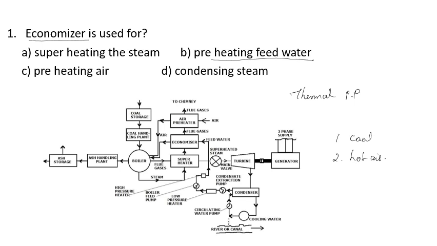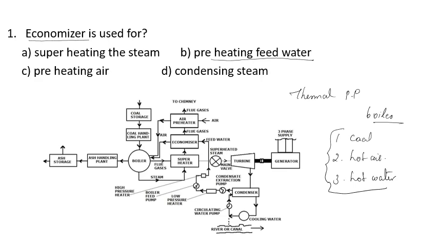So at the boiler there will be coal, hot air and hot water. These are the main three ingredients which will directly enter the boiler. So the combination of these three things at the boiler with a high temperature will make steam and flue gases.